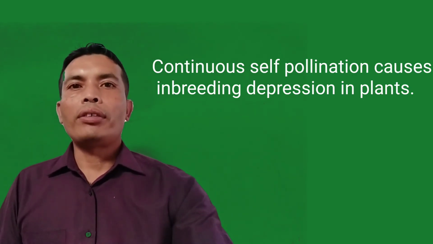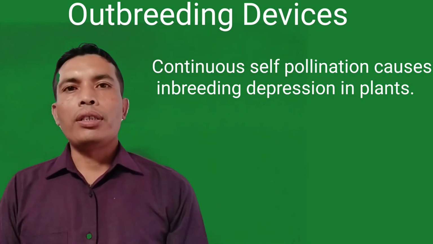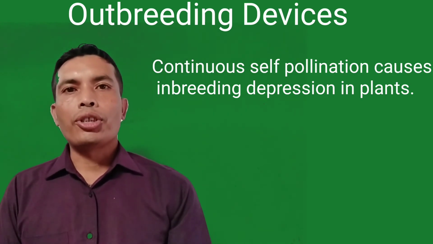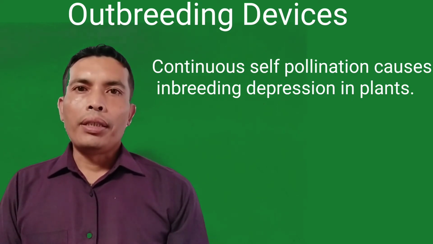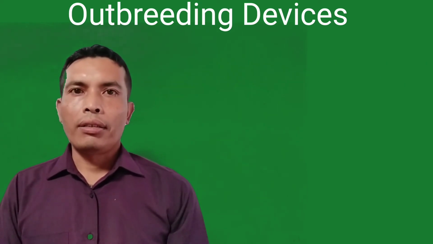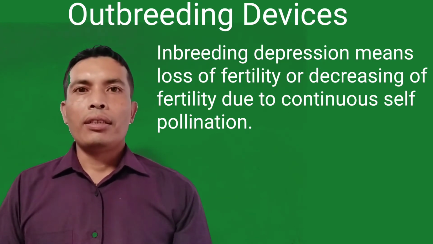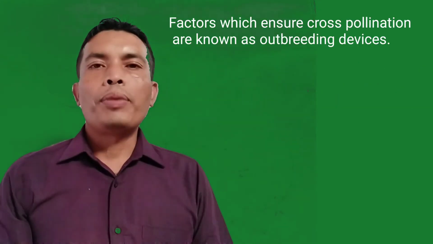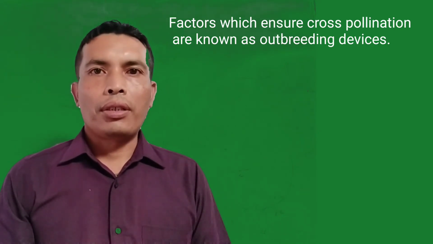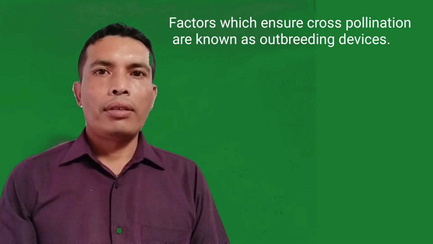So let us know about outbreeding devices. If self-pollination is done continuously from one generation to the next, over many generations, there may be disadvantages like inbreeding depression. Inbreeding depression means decreasing the fertility after continuous self-pollination. To prevent such inbreeding depression, flowers need to have cross-pollination.